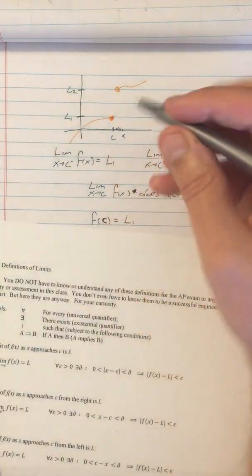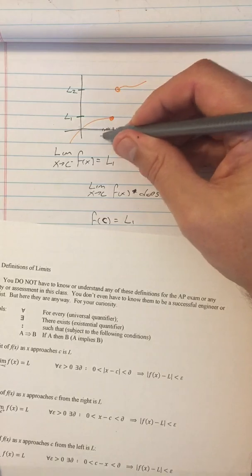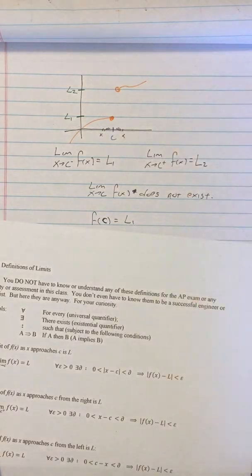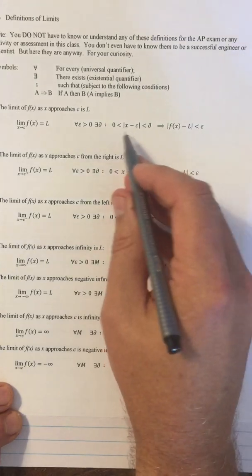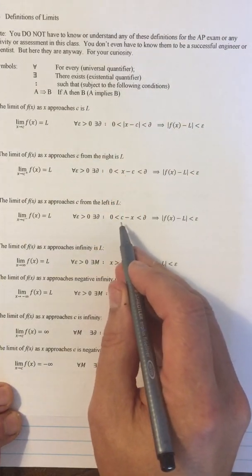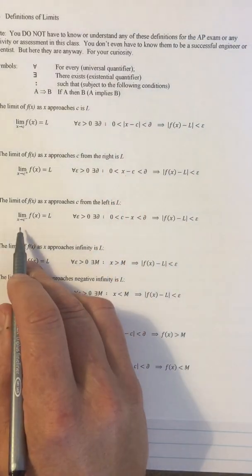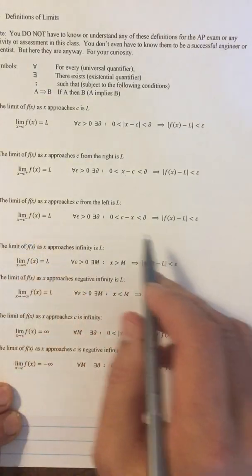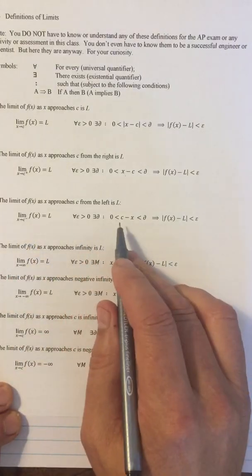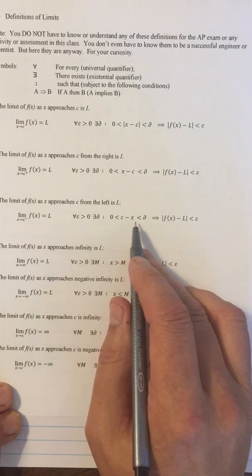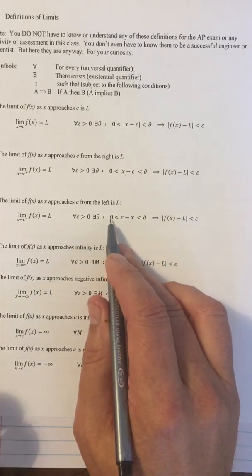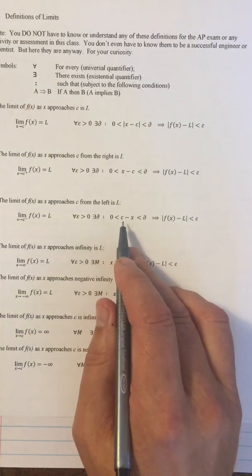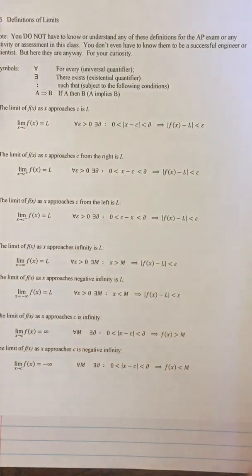So likewise, when we do limit from the left, our x's are always going to be less than c. So then we just say, and we still drop the absolute value, but we turn it around, c minus x. So for limit as x approaches c from the left, for every epsilon, there exists a delta such that 0 is less than c minus x is less than delta. So by saying c minus x is positive, we're saying that x has to be less than c. And everything else goes the same way.